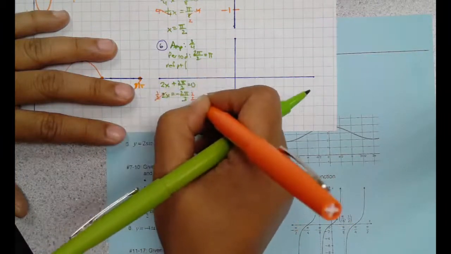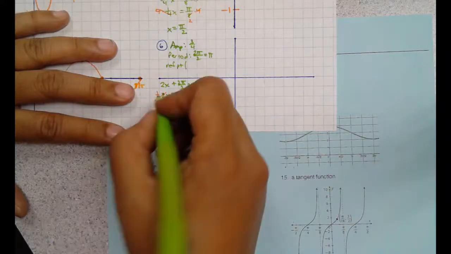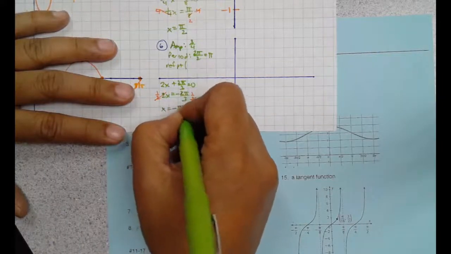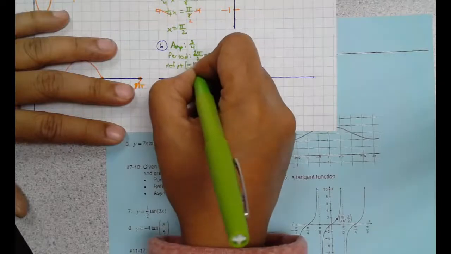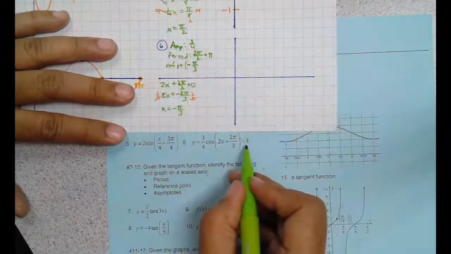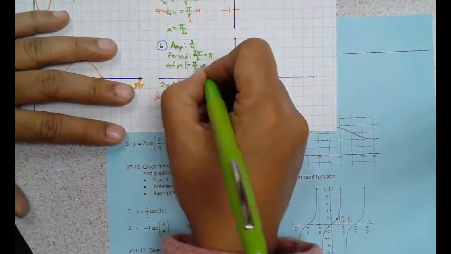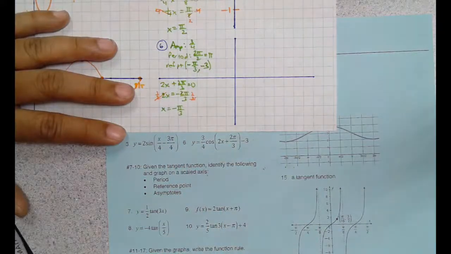So that cancels, and actually these 2's cancel as well. So x is negative pi over 3, and outside the parentheses, there's a minus 3. So I'm going to start it down 3. Okay, let's go ahead and scale.